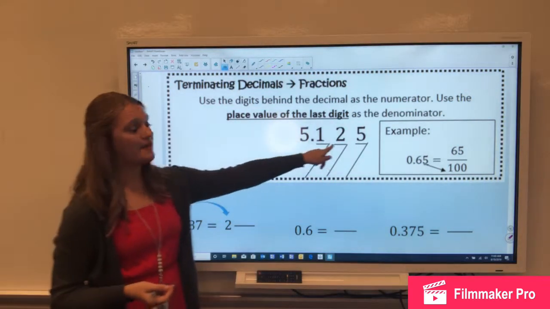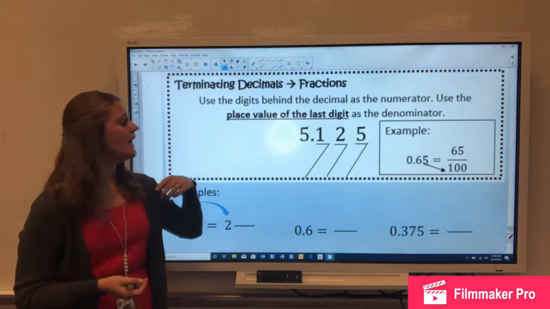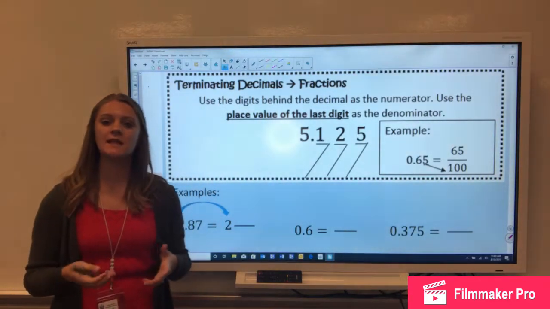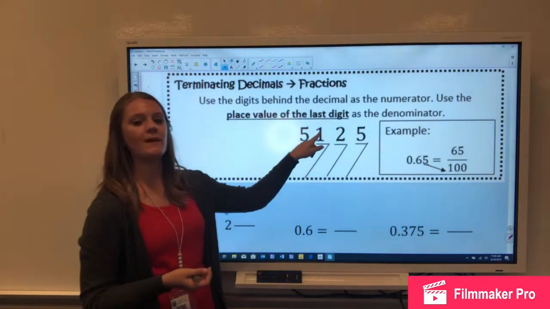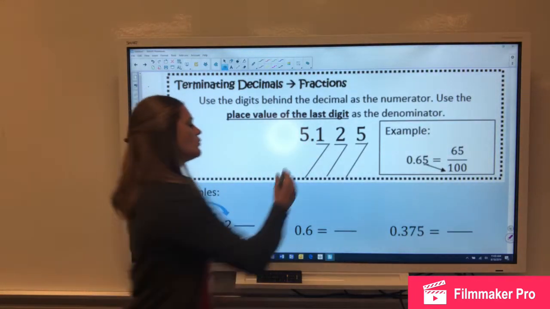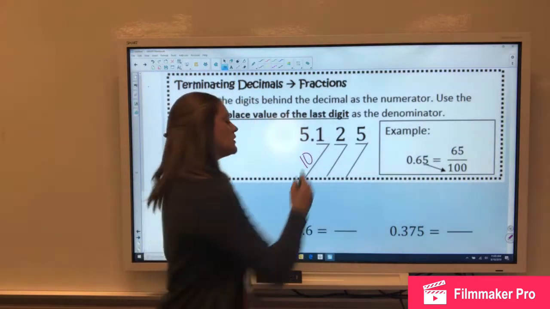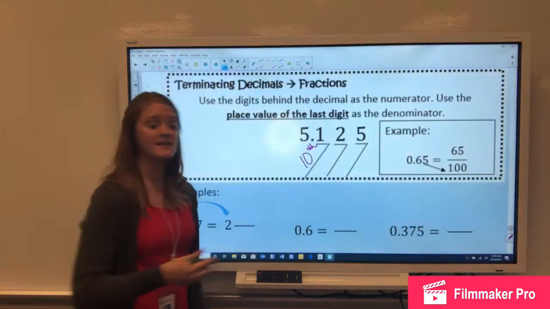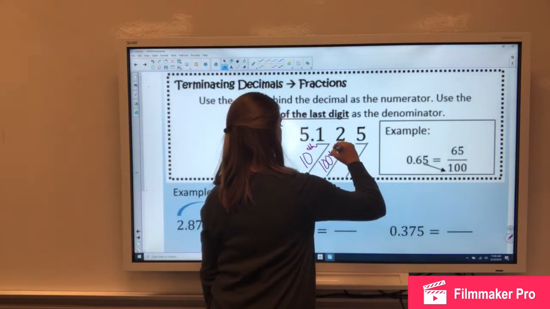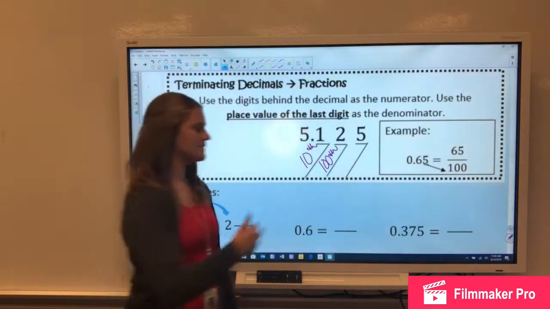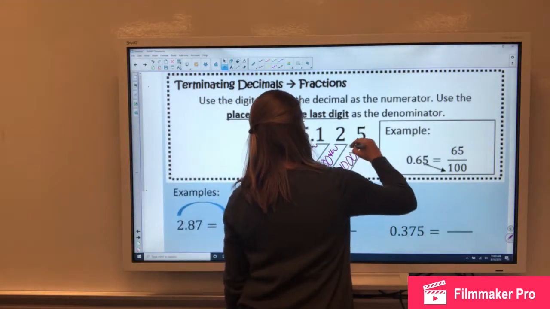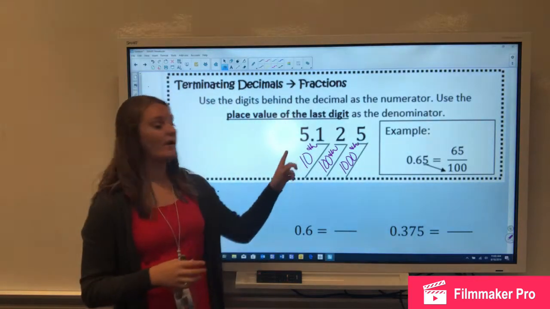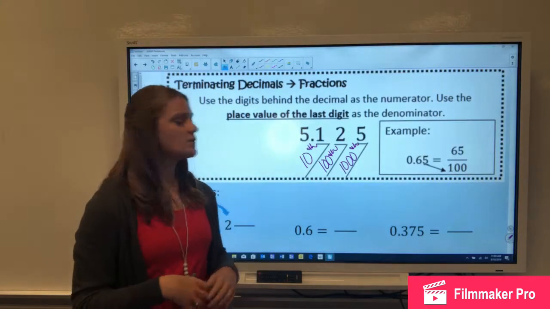We're going to use the digits behind the decimal as the numerator of your fraction, and we're going to use the place value of the last digit as the denominator of your fraction. Let's label the place value. The first digit behind the decimal is in the tenths place. So we're going to put a 10 because that'll be our denominator, but don't forget to put your TH so you know it's the tenths place. The second digit after the decimal is the hundredths place. And the third is the thousandths place. You can keep going to the 10 thousandths and the 100 thousandths, but we're going to stop after 3 digits after the decimal. So here's our example.